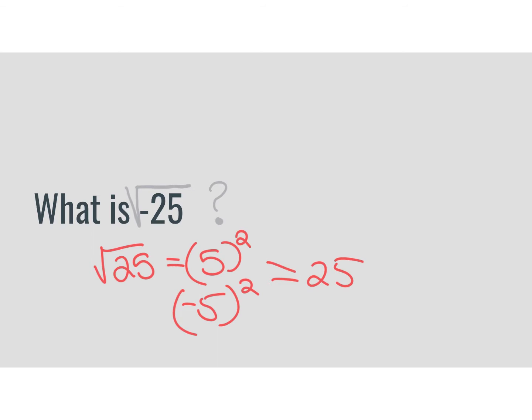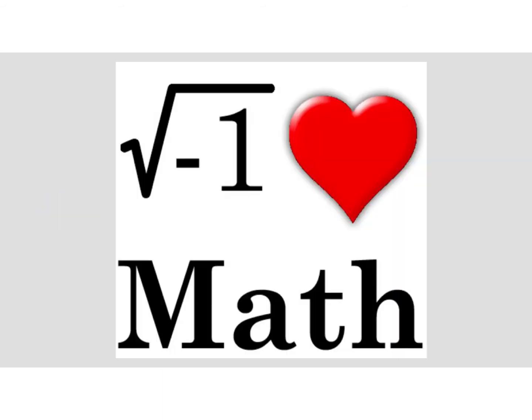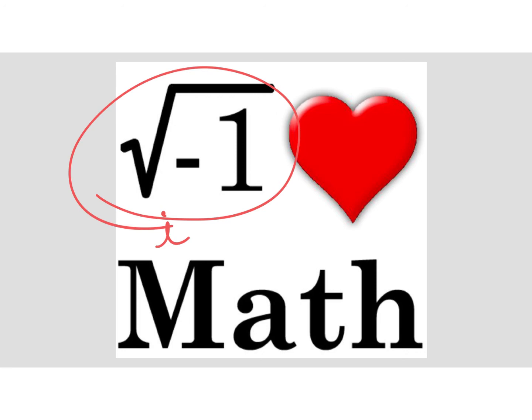So how do I get the square root of negative 25? Well, that can't be done in the real number system. It's non-real, which brings me to the definition of a new number. It's the number i. i is defined as the square root of negative 1. So this little meme says, I love math.